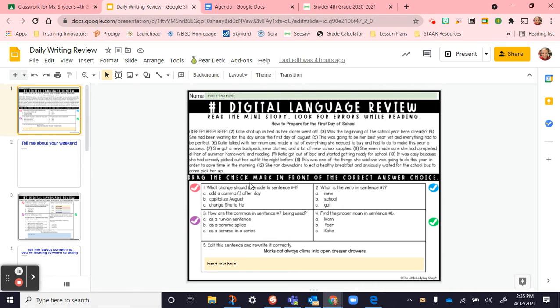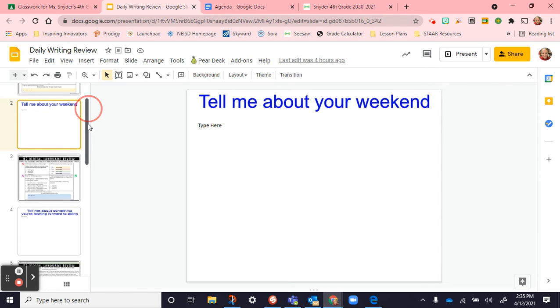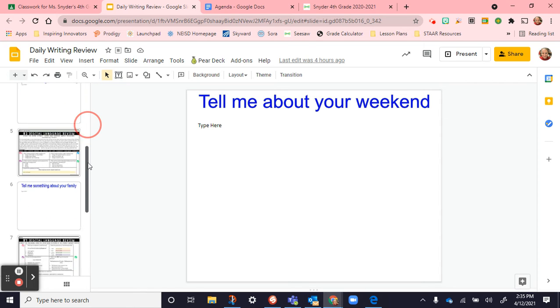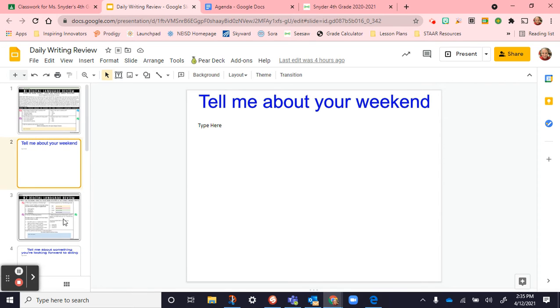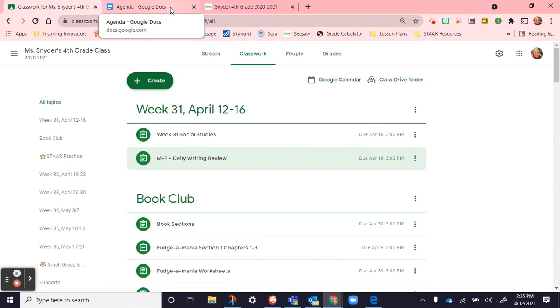So we did that and everybody had a chance to answer and then we went back over it. And then the second part is just a quick write about telling me about your weekend. So we'll do one of these each day this week, and then the page that follows after it is going to be a quick write where you'll have a topic and then you'll just fill in. So we'll turn that in on Friday. So we'll be working on this throughout the week.